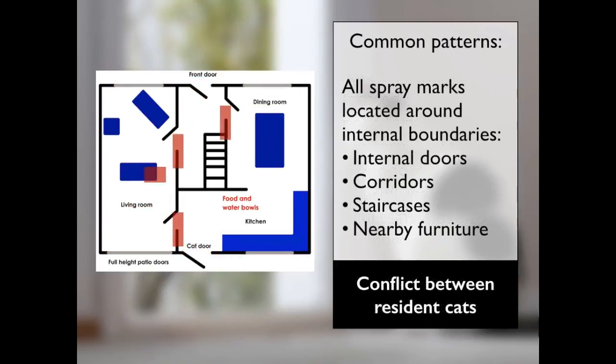Another common pattern is to see all of the spray marks located around internal boundaries. So this would be internal doors, corridors, around the bottom and top of staircases, and also on furniture which is near to those kind of entry-exit points from rooms and around the house. This tends to indicate that the conflict is going on between resident cats. So resident cats are trying to timeshare space within this central territory between themselves and the other cats that are in the household.